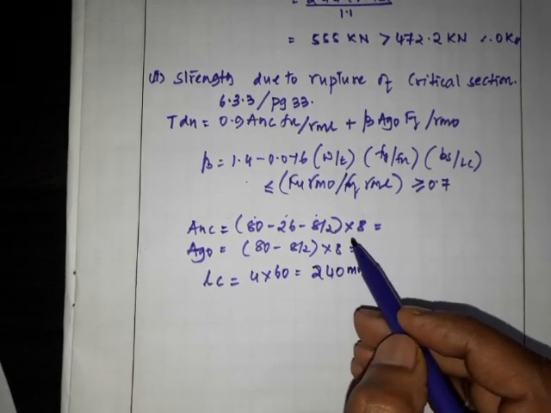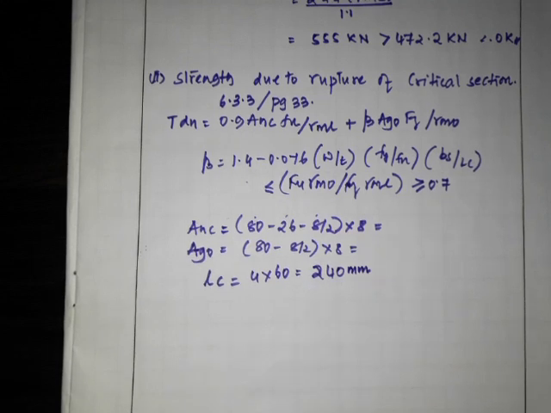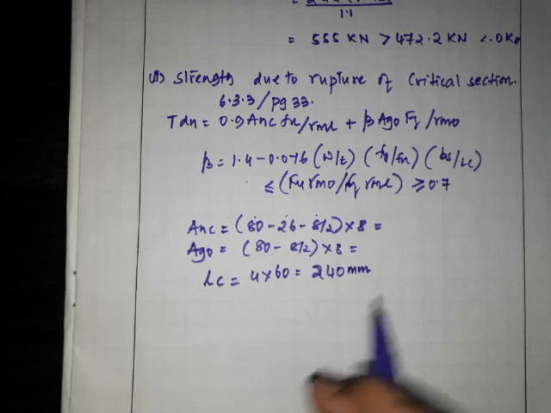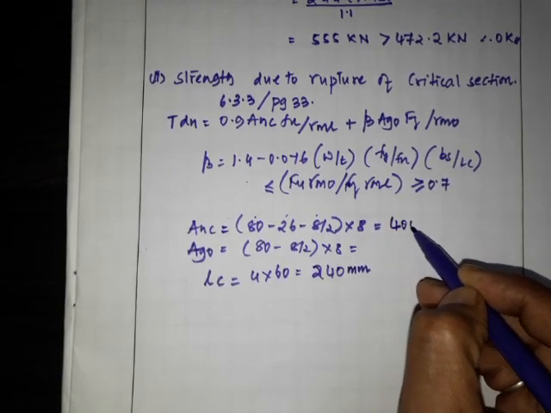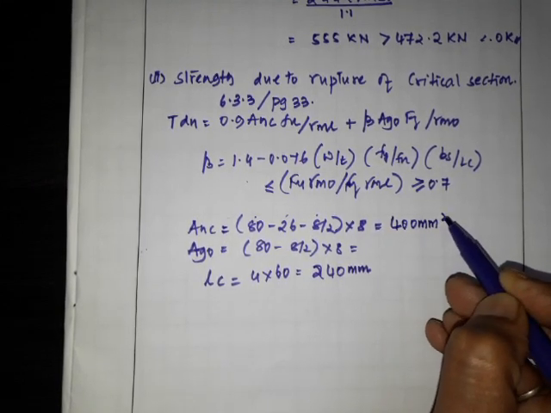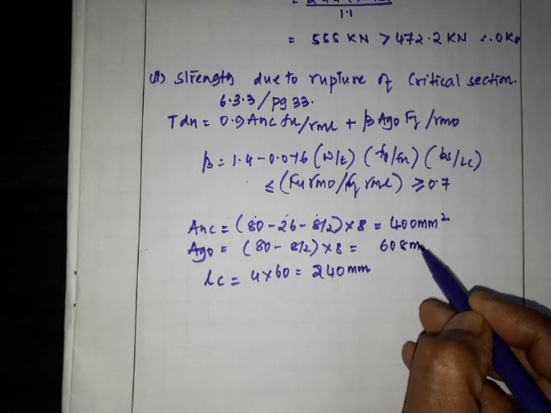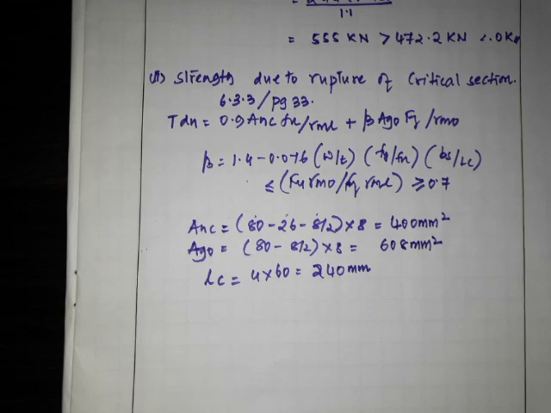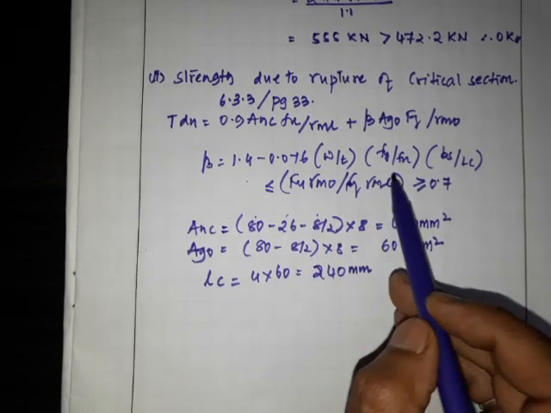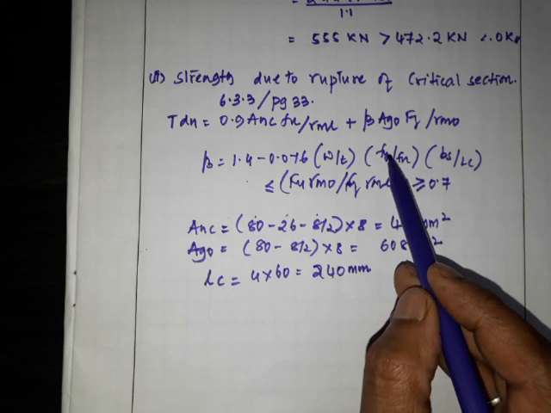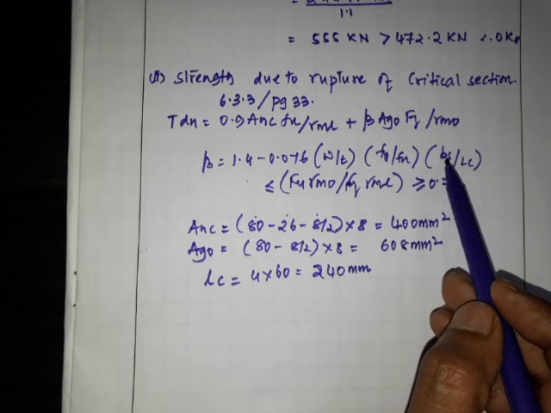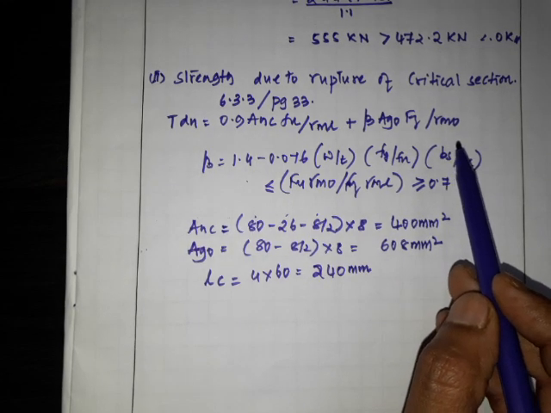Another, we got ANC is equal to 400 mm square, and AGO is 608 mm square. Correct? Then we have to find out beta. So for that beta, again we require BS. One more we require BS. So what is BS here now?